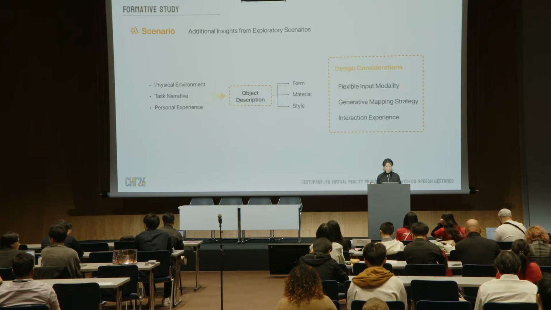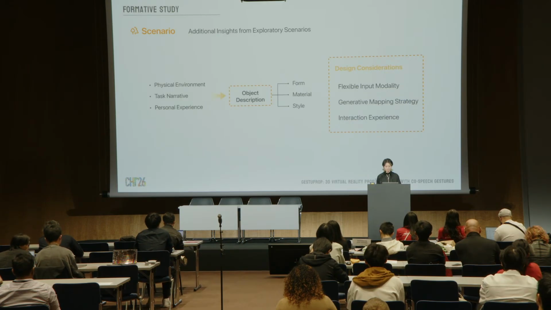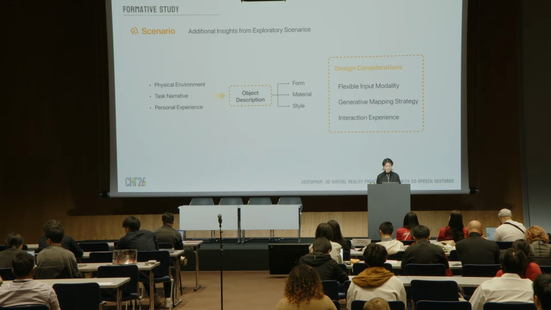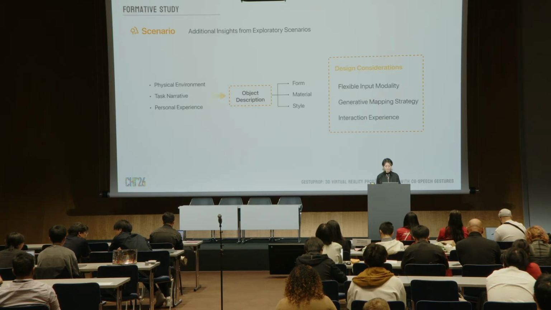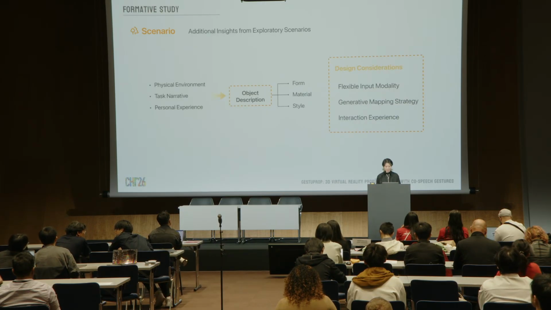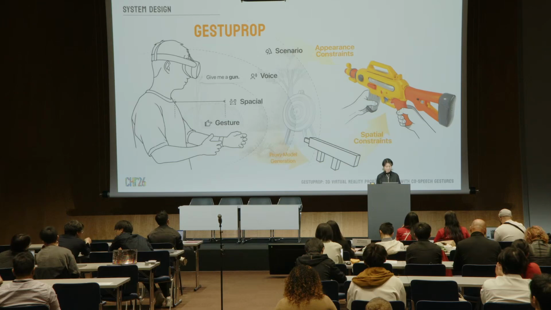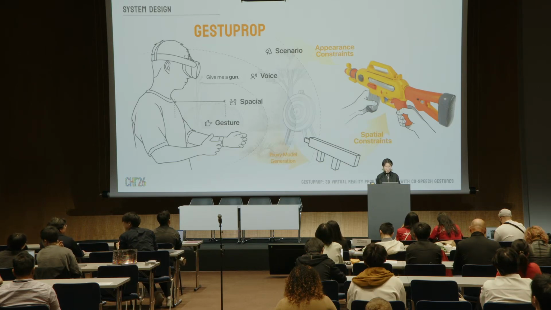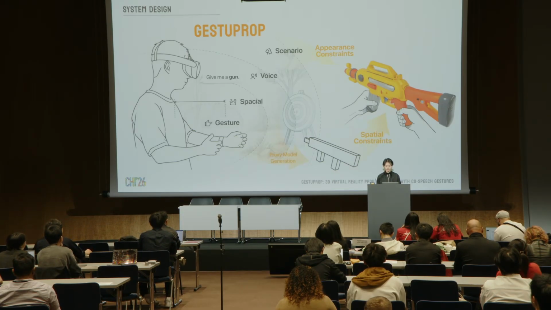This suggests that object creation is also situated and experimental. Based on these findings, we summarize 3 core design requirements: flexible input modality, generative mapping strategy, and interaction experience. So based on this insight, we developed GestuProp, a VR system for 3D prop generation using co-speech gestures.